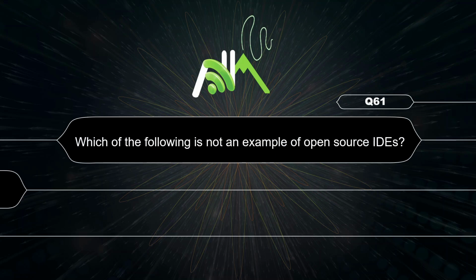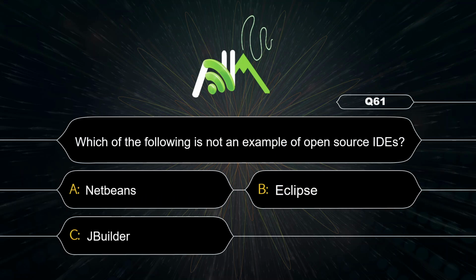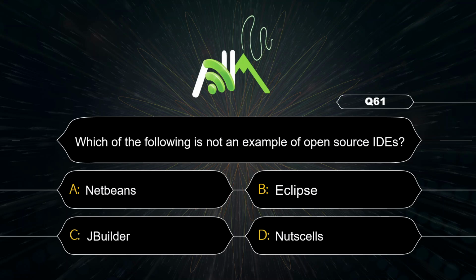Not an example of open source IDE. I told you Composer, Eclipse, JBuilder, NetBeans are there. NetCell or NetChain, such things are not there. So in this question they may ask, which of the following is not an example? They may write Java or gedit or something like that. You just remember four names: Composer, Eclipse, JBuilder and NetBeans. All the other options are wrong only.